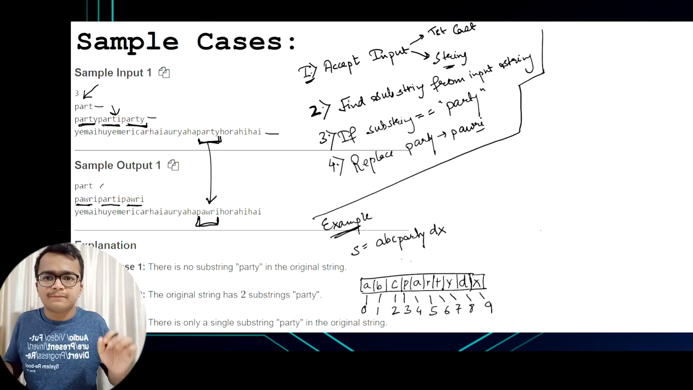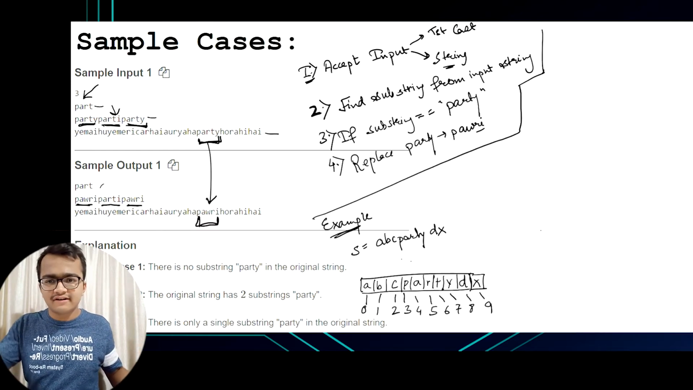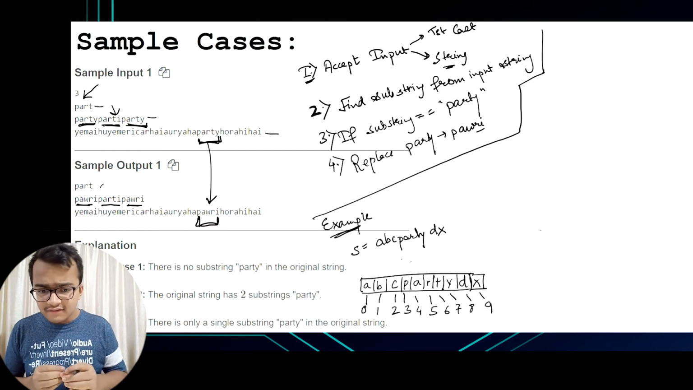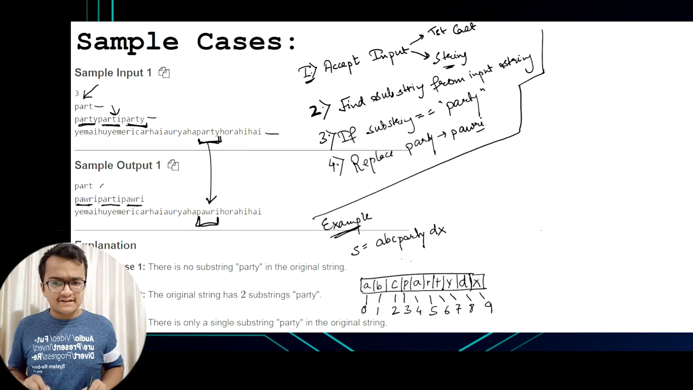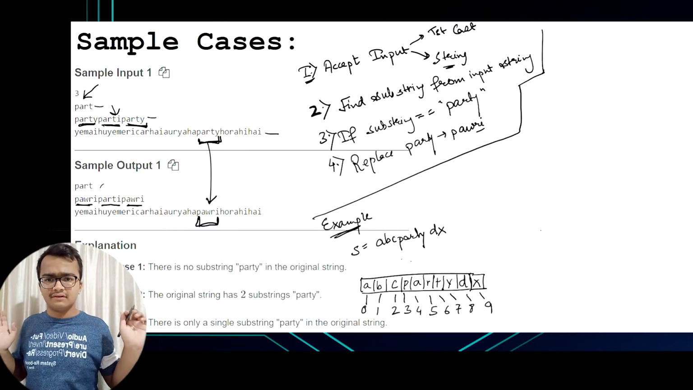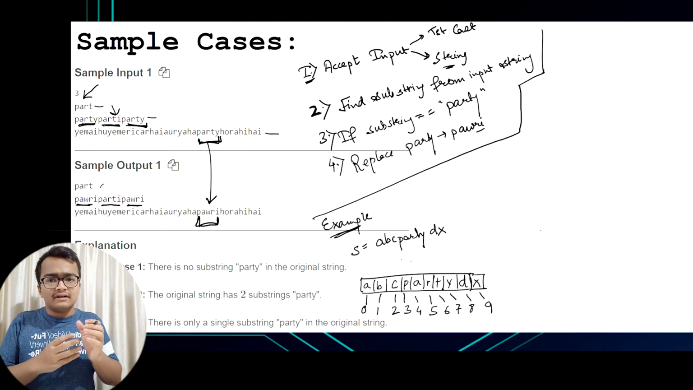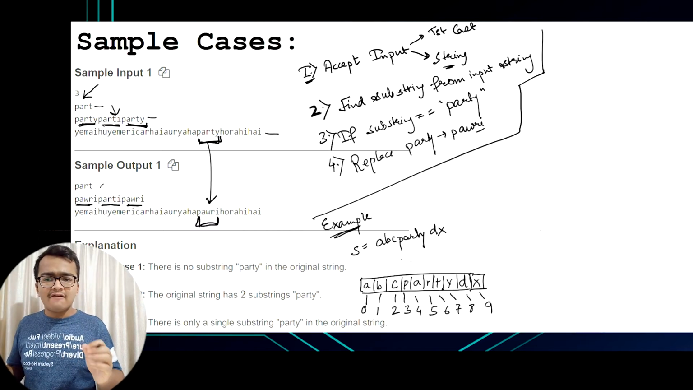Now from which position I will generate the substring, that also I don't know, because I don't know where party is present. So what will I do? I will generate the substring from every position. I don't know at which position the word party is present, so I will generate substring from every position. Now if that substring is equal to party, I will replace the upcoming characters by Pawri.